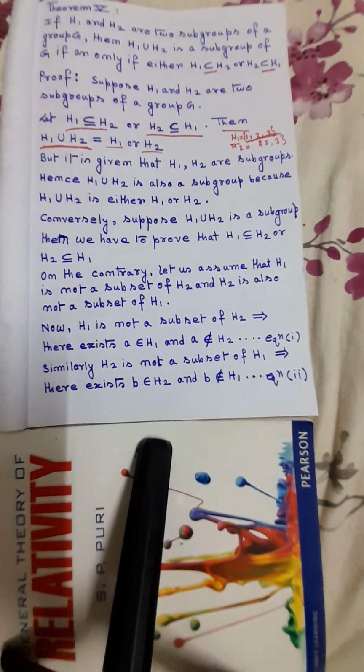Conversely, suppose H1 union H2 is a subgroup. Then we have to prove that H1 is a subset of H2 or H2 is a subset of H1, correct. On the contrary, let us assume that H1 is not a subset of H2 and H2 is also not a subset of H1.